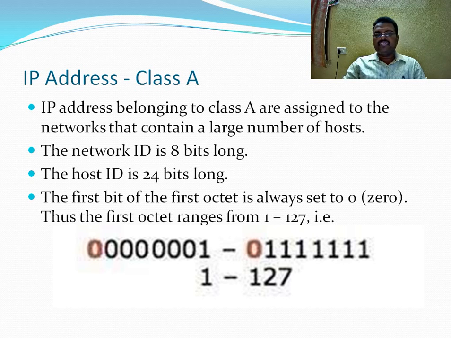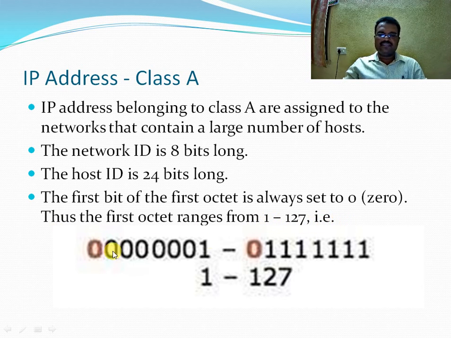The network ID is 8 bits long in this class A, and the host ID is 24 bits long. The first bit of the first octet is always set to 0. That is nothing but this one. Always set it to 0 here, first octet, first value. Thus the first octet ranges from 1 to 127.